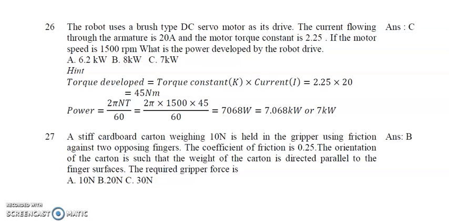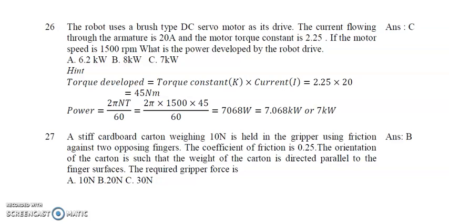So torque developed: in a brush type DC servo motor, T is proportional to I, or T is equal to K into I, where K is the torque constant. So torque developed is equal to torque constant into the current. So 2.25 into 20 is equal to 45 Newton meter.